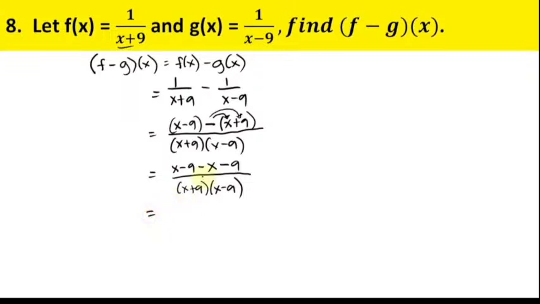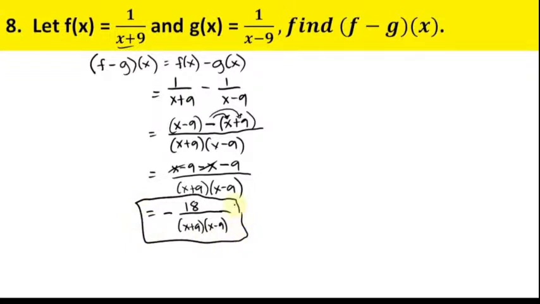Then simplify, so x minus x, ma-eliminate na yan, so negative 9 minus 9, so that is negative 18 over x plus 9 times x minus 9. So ito na yung final answer natin. Okay, pwede rin gumamit kayo ng butterfly.